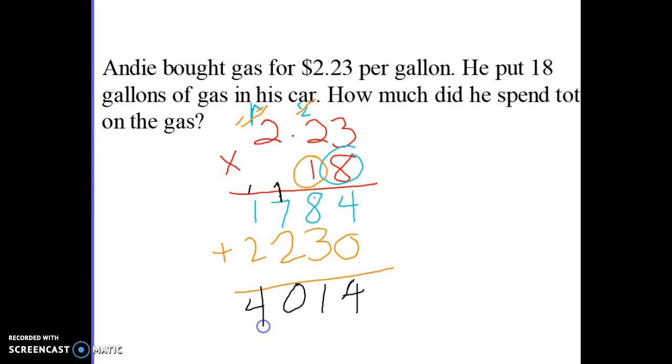Plus 2 is 4. Okay, so now remember we have to count the number of places in our numbers that we multiplied. So we have 1, 2, and I don't have any on my second number. So I'm going to start all the way to the right, and I'm going to move it over. 1, 2. So Andy spent $40.14 total on gas.